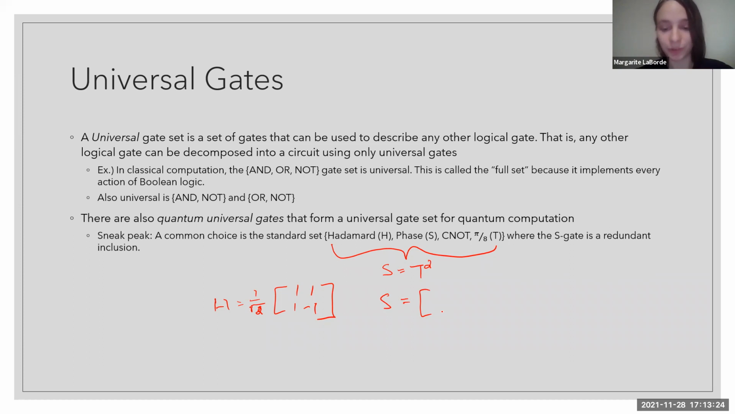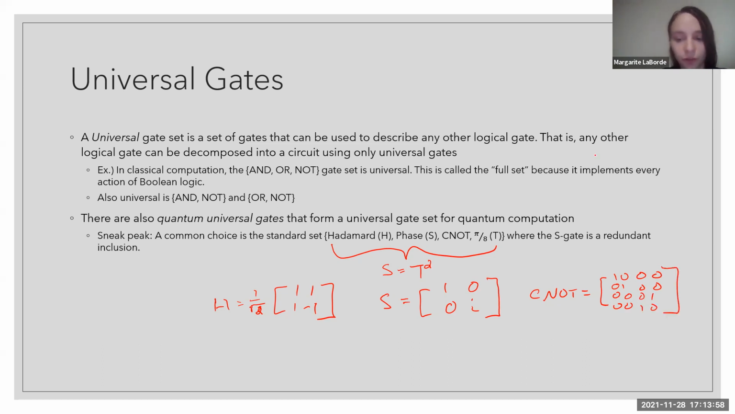And then phase. Do you remember phase? It's T squared, so that should be 1, 0, 0, e to the i pi over 2. Yeah, that makes sense. And then you have your C-NOT, which is a 2-qubit gate. So that's identity in your upper left subspace, and then down here you have an X gate. And then finally, I'm just going to hop over here, the T gate.